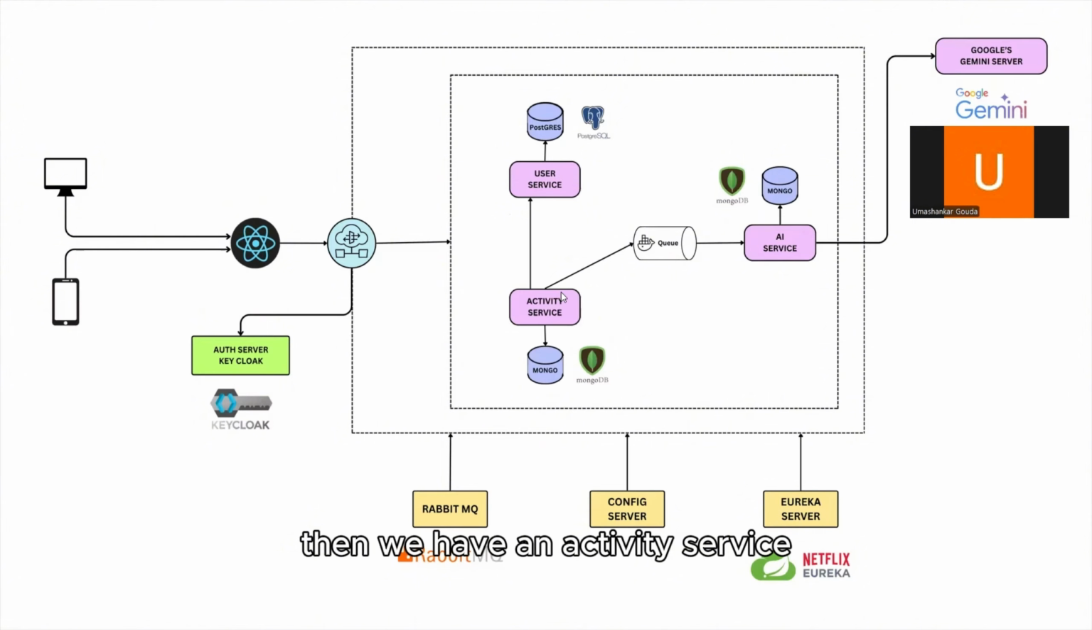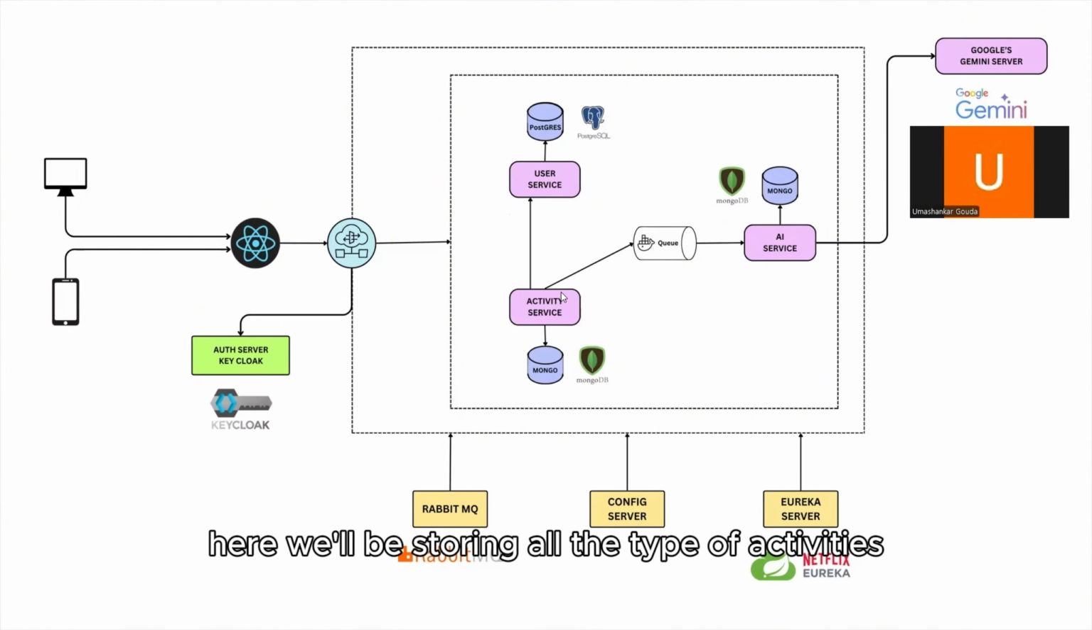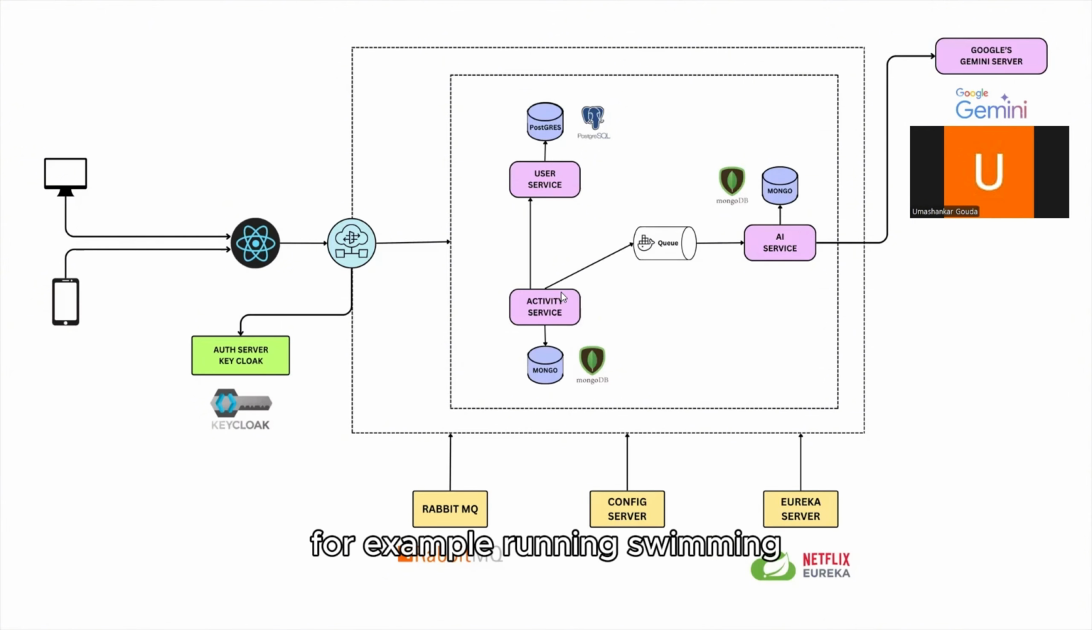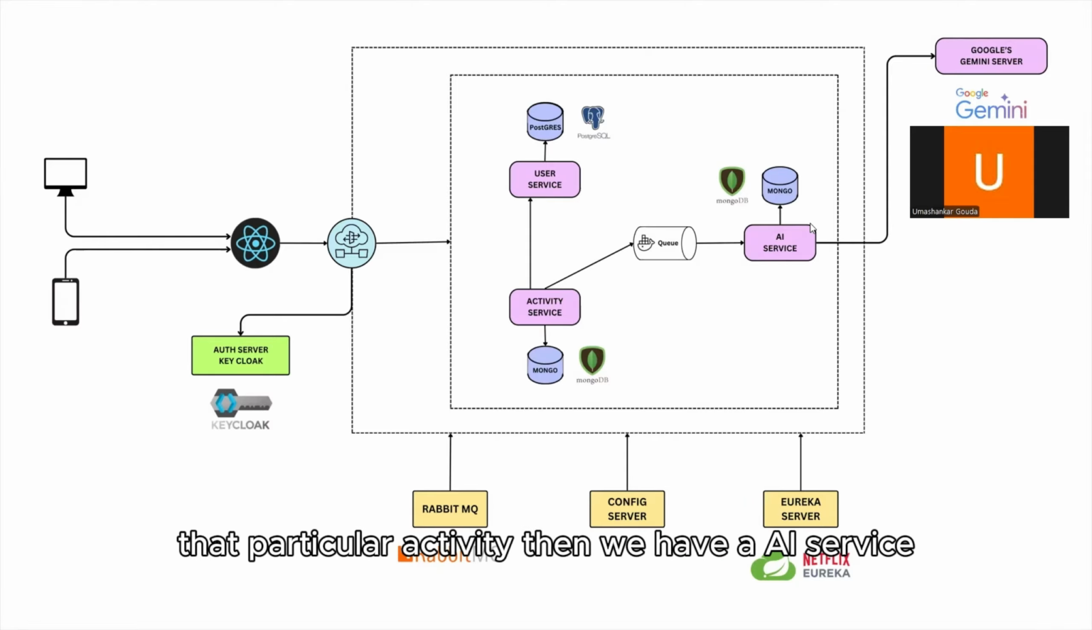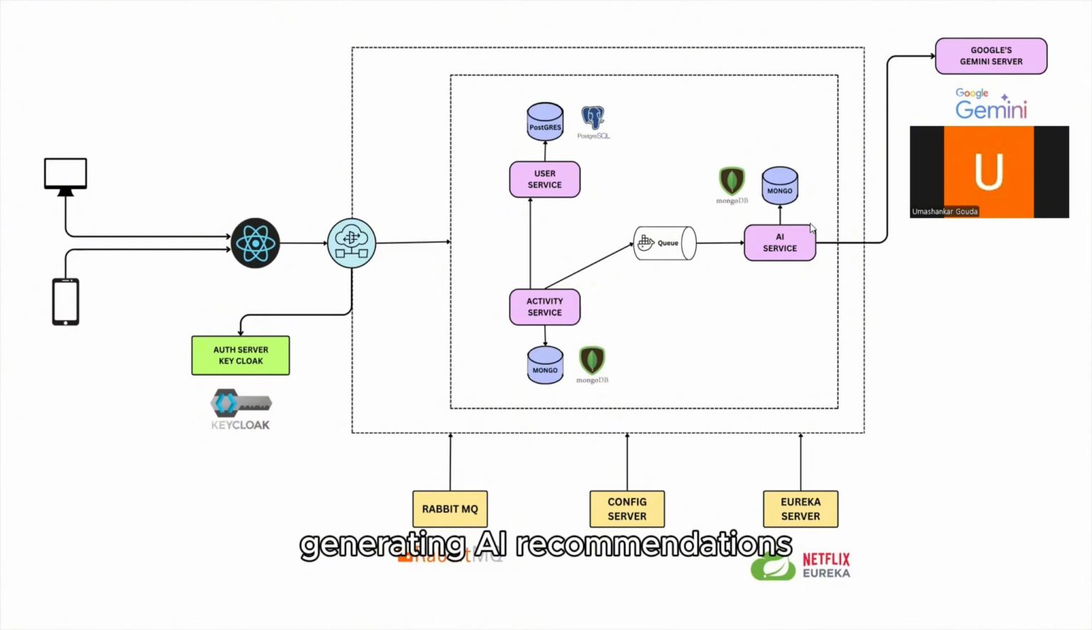Then we have an activity service. Here we'll be storing all the types of activities that the user has done, for example, running, swimming, walking, etc. How many calories he has burnt and how much duration he has spent on that particular activity. Then we have an AI service. This is responsible for generating AI recommendations based on the data it is receiving from the activity service.